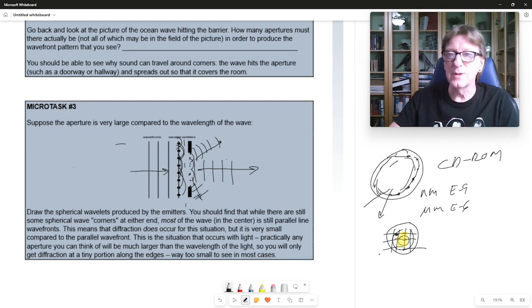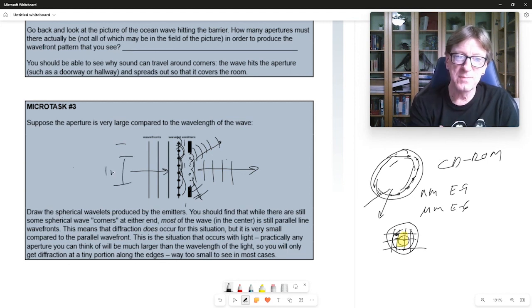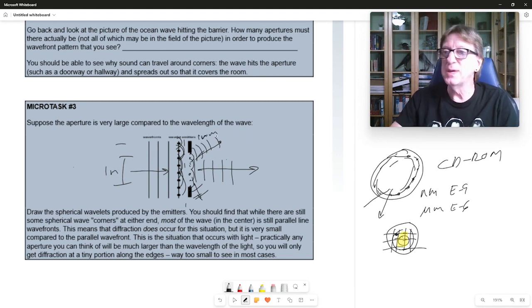But for normal everyday life, you're not going to be able to see around the corners because we've got a distance of 1 meter here, but the wavelength is on the order of a few hundred nanometers. And it's just not bending enough. There's not enough light there that gets bent for you to be able to see it.